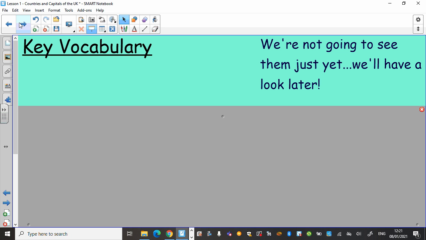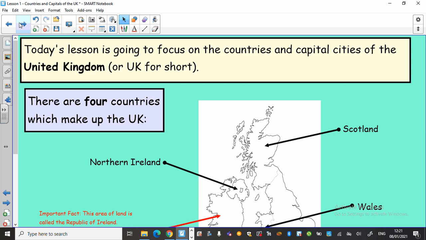Now, key vocabulary, we do this every lesson, but I'm not going to show you just yet because the key vocabulary will give it all away. So we'll come back and have a look at that later on. So, today's lesson is going to focus on the countries and capital cities of the United Kingdom, or UK for short. So I'll probably refer to it as UK from now on, but I mean United Kingdom.